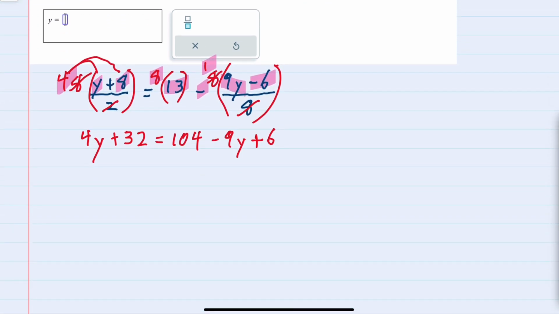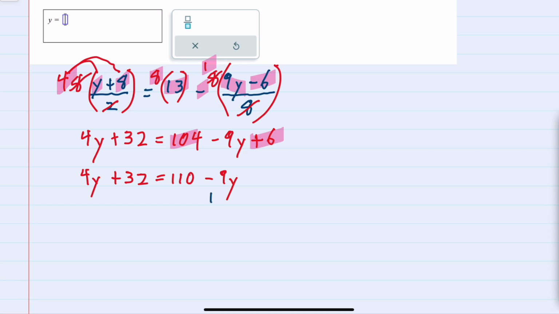We can begin simplifying and solving for y, first by noticing that on the right-hand side I do have some like terms that I can just combine. 104 plus 6 is 110, bringing down the rest of the terms, the minus 9y, and then on the left, 4y plus 32. I need to move one of the y's over to the other side to collect the y's on one side of the equation.